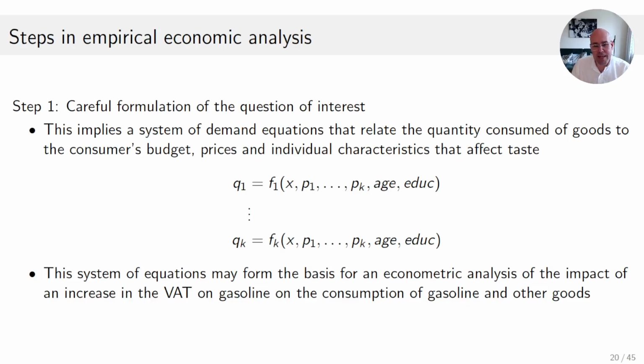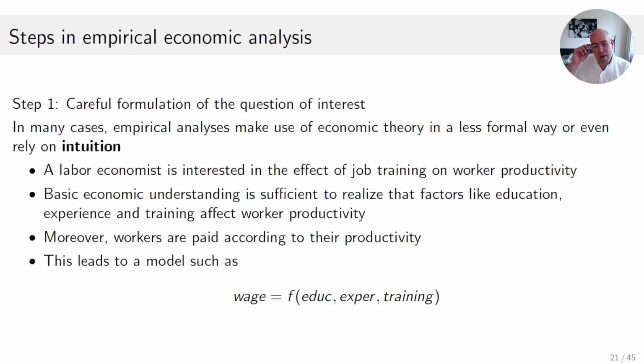And what you see already here is that each of the K demands will in general depend on all prices. So I need to specify my empirical relationships in that way, right? So the Qs should always depend on all the Ps. But I don't always have to use a formal economic theory model, right? So sometimes I can just resort to intuition.